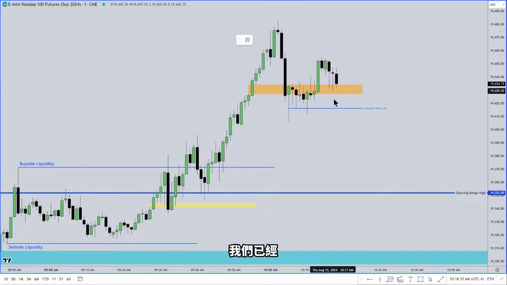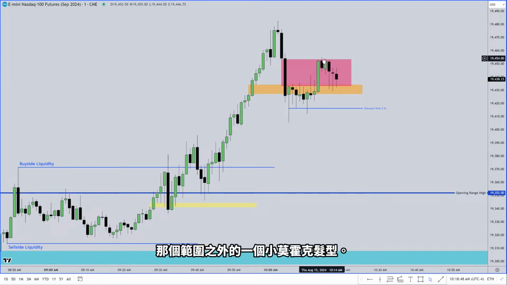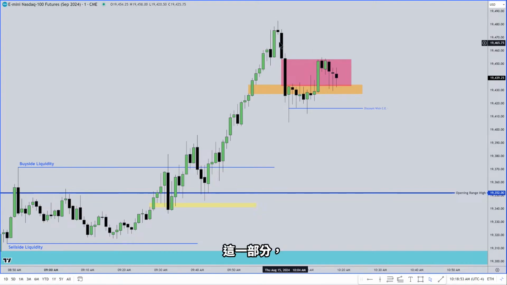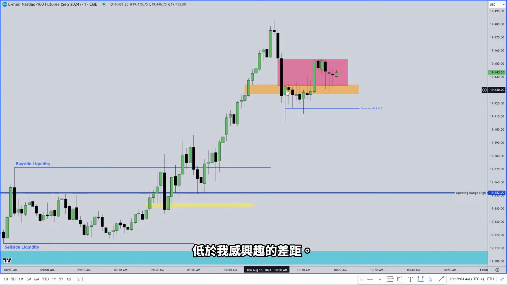So far, we've had this entire gap close in. Here, the bodies are stopping. We had one little mohawk outside of that range. This portion, again, I'm viewing that as an exhaustion. We press higher. Trade below the gap, I have interest in. Just feels like they want to pump it one more time.